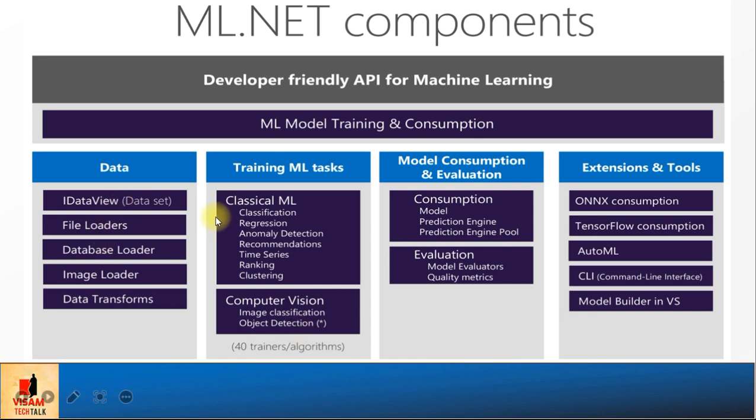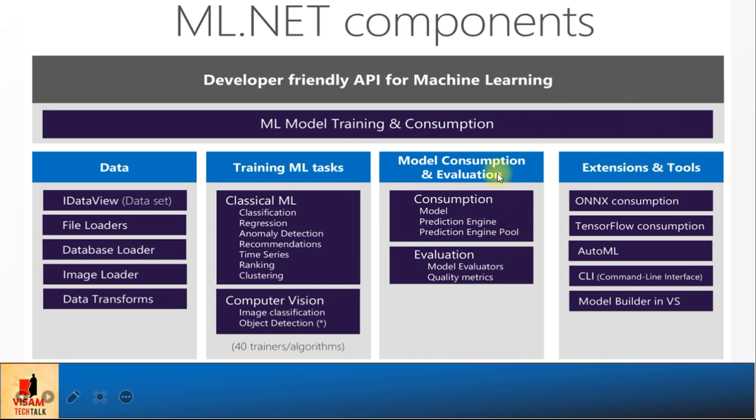Once you have trained your custom ML model with the help of various training algorithms, ML.NET provides several ways to make predictions. Those predictions we can do in the model consumption and evaluation component. In terms of predicting, we are going to use a prediction engine or prediction engine pool. With the prediction engine, you can make a single prediction. You use the prediction engine pool for making predictions in scalable and multi-threaded applications.